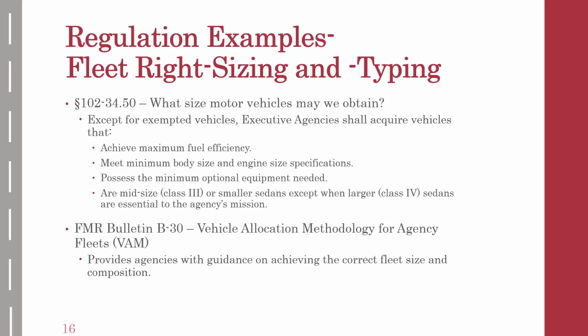Now, that was a statutory law, and then when we go and look at what type of guidance is needed in order to achieve those objectives, we see the GSA has provided the B30 bulletin, which provides that guidance on achieving the correct fleet size and composition. So there is some degree of redundancy in the way in which the laws are constructed, but I would say that the general requirement is stated in the code, and the more specific information about how agencies should go about meeting or exceeding those requirements is listed in the FMRs or the bulletins.